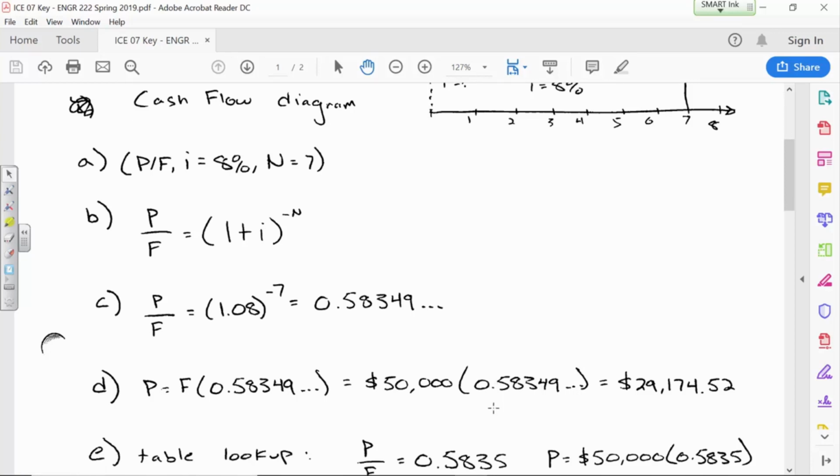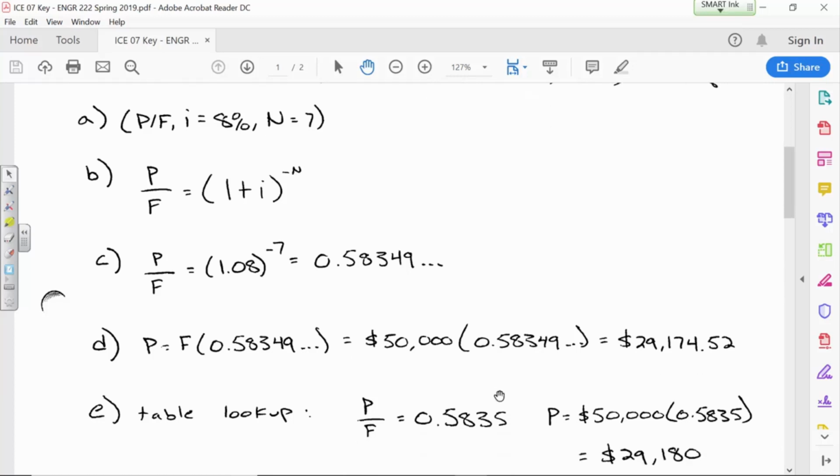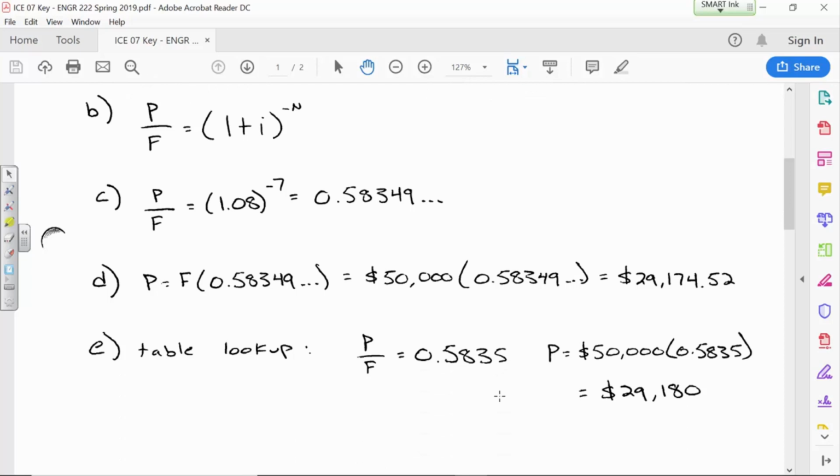In part D where it's asking, so what's the actual amount? What is P? So P is F times that factor, so 50,000 times 0.58349, etc. gives us 29,174.52. So that is accurate to the nearest penny because I did it the equation method way. But if you notice, when we did it by the table lookup, that factor that's on the table is only 4 digits long, 0.5835. So the implication of that is we can only report our final answer to 4 digits of precision.